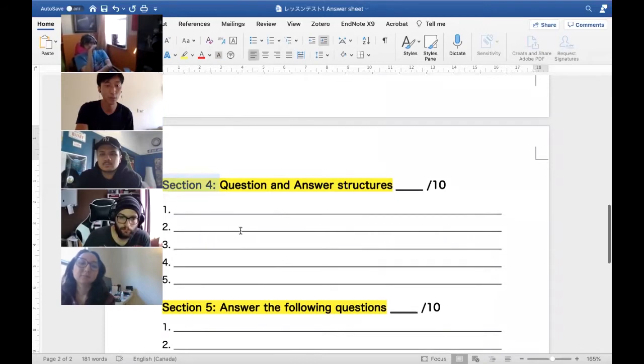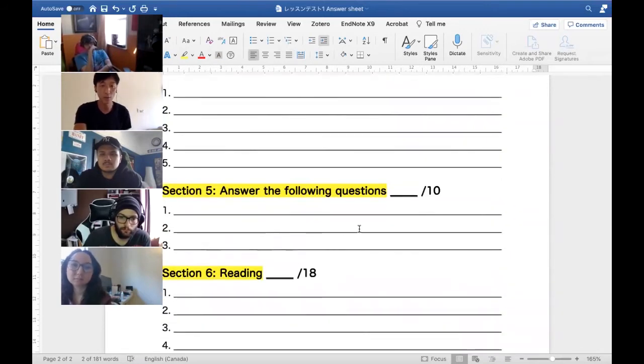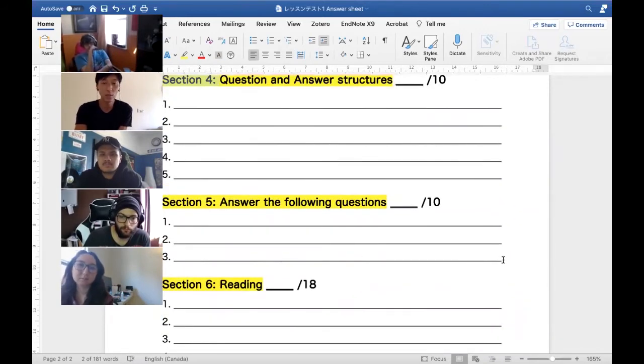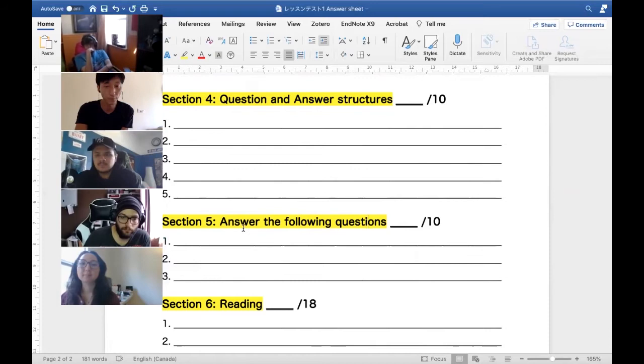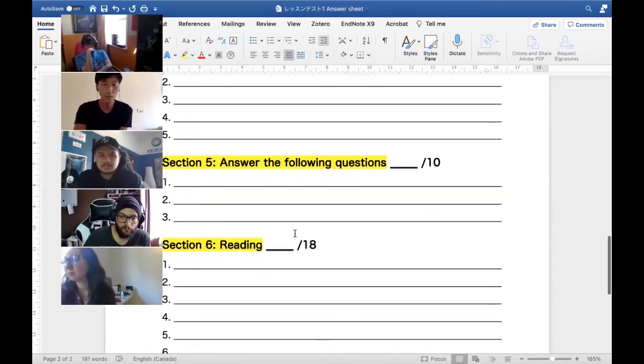Section 4. And section 5, answer the following question. It's like the same, but it's a little bit complicated compared to section 4. So section 4 and 5 are almost the same, but section 5 is a little bit higher level. And section 6 is reading.